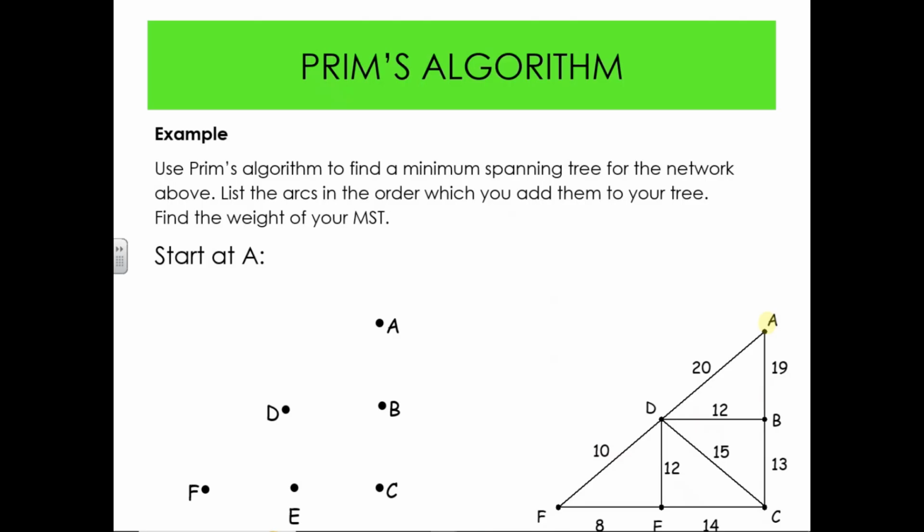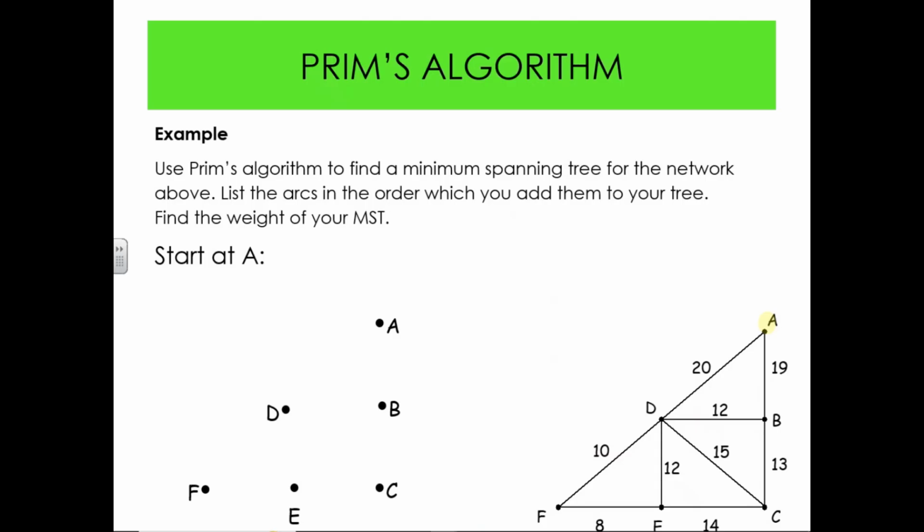you look at the arcs that are connected up to point A. So you've got to consider AD for 20 and AB for 19. And you add on the shortest of these, which doesn't form a cycle. Okay, so we're going to add on AB first. Again, we're listing the arcs in the order in which you add them to your tree. It's even more important for Prim's algorithm that you list them as you go along. Because if you forget and you get to the end, you're just going to have to do the algorithm again.